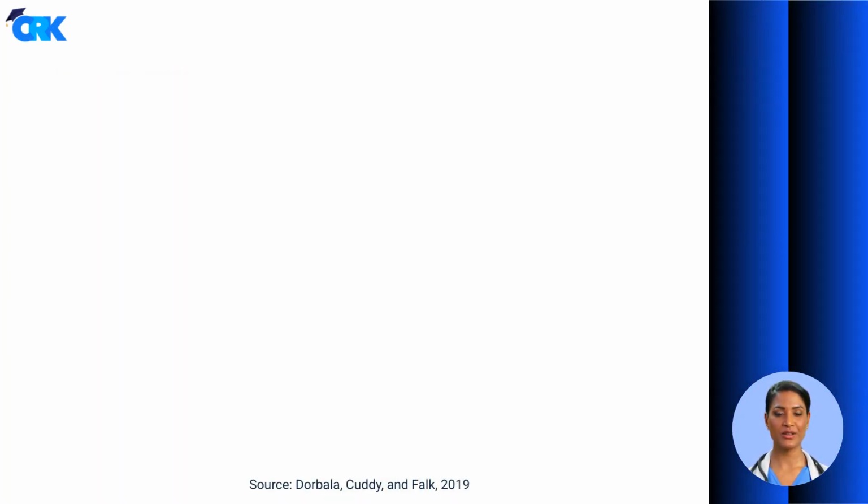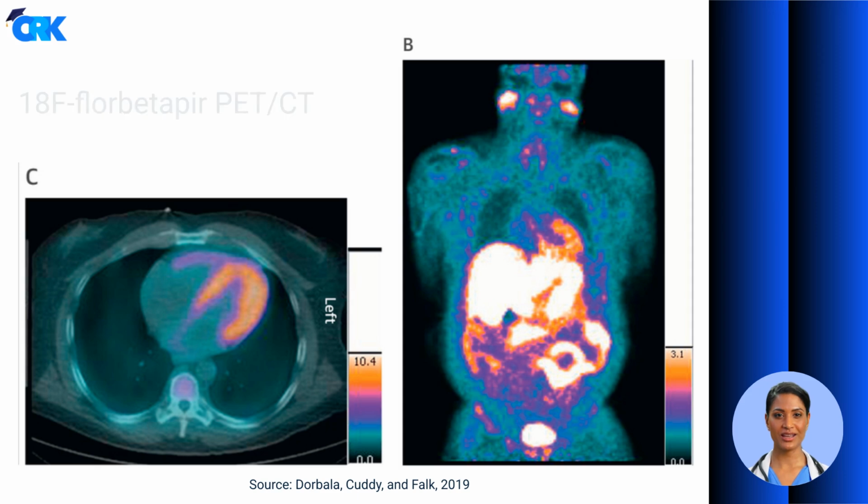The team proceeded with advanced molecular imaging using 18F-fluorobutapyr PET-CT. On partial body PET images, there was intense tracer uptake not only in the myocardium but also in the parotid glands. A transverse fusion PET-CT slice clearly demonstrated diffuse radiotracer retention within the myocardial tissue, consistent with extensive amyloid infiltration.